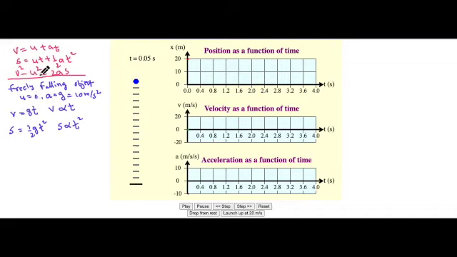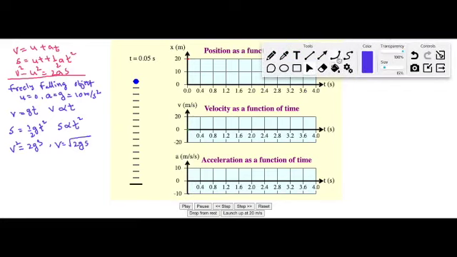The last relation, V square minus U square is equal to 2AS, gives V square is equal to 2gS. So the final velocity attained by the object after traveling a distance S is V is equal to square root of 2gS. Now let us observe the animation, how a freely falling object moves.